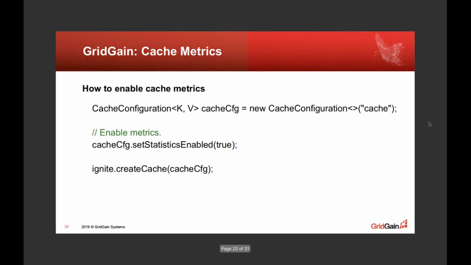These kinds of metrics can be enabled in the configuration. For cache, there is a parameter statisticsEnabled, which enables the metrics.